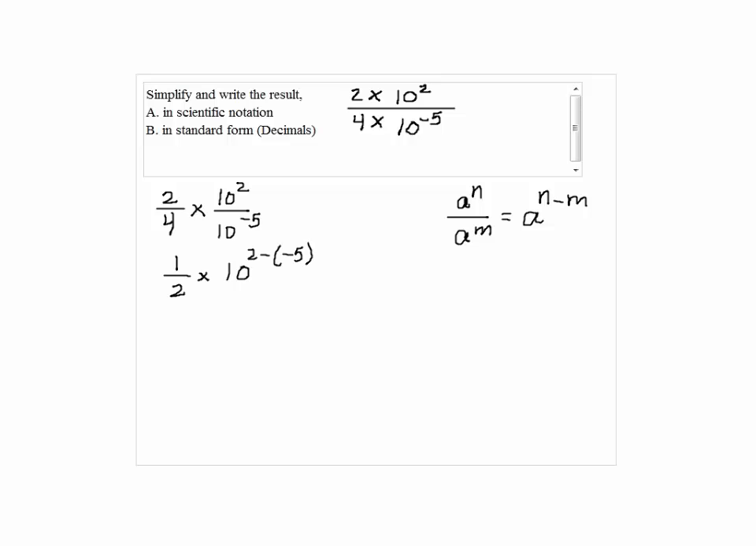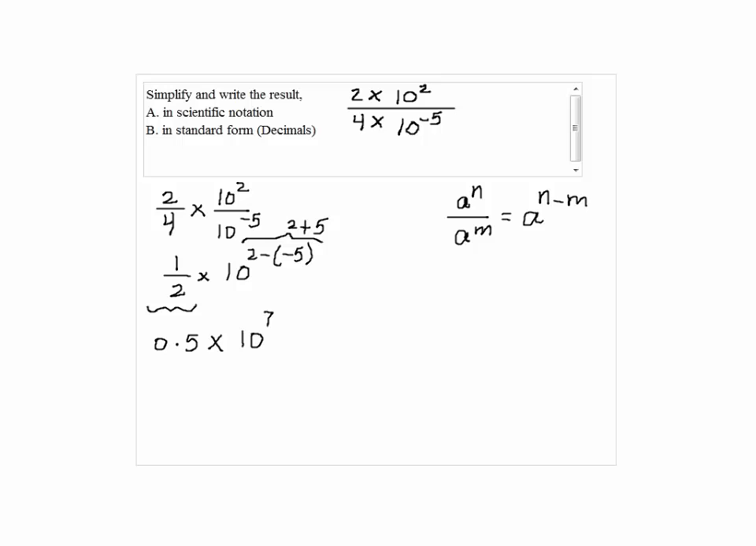It would be 2 minus 5... So we have 1/2 or 0.5 times 10 to the power of, here we have 2 minus minus 5, which is 2 plus 5, which would be 7.